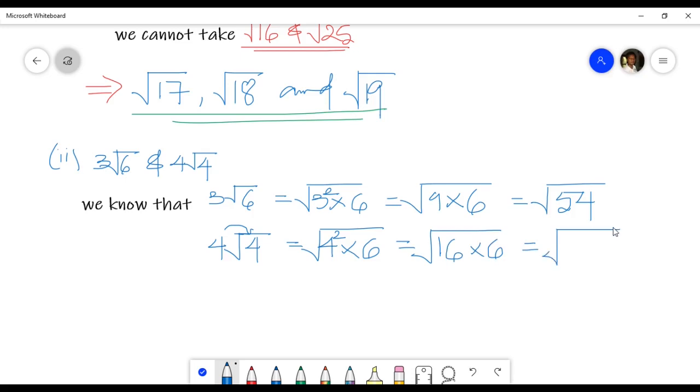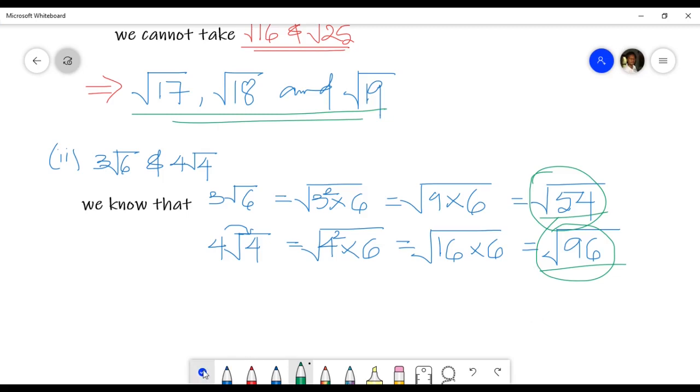16 into 6 would be how much? I think you should also be learning the tables of 16. Okay, 16 6s are 96. So we have got two terms, root 54 and root 96.